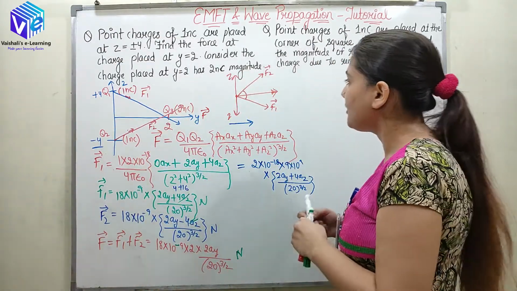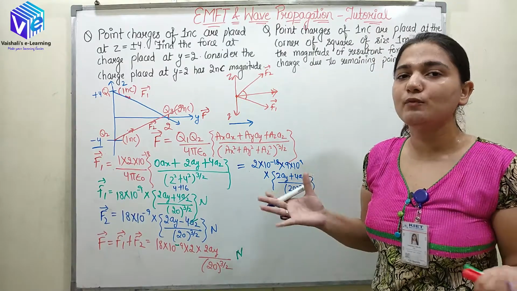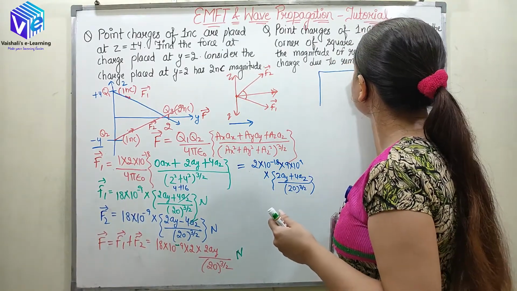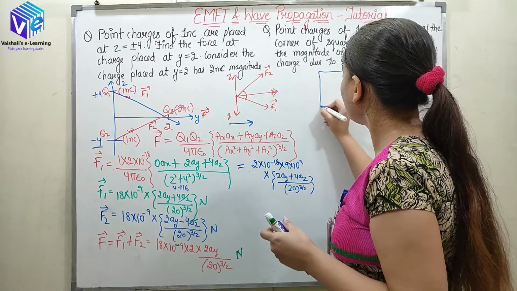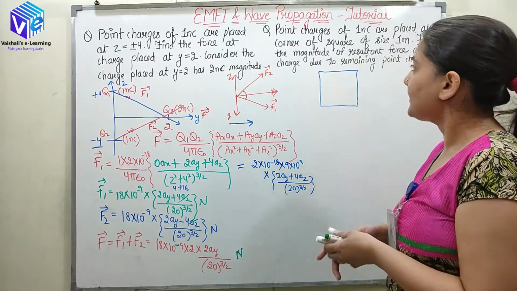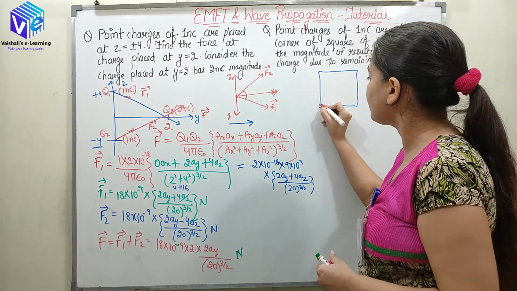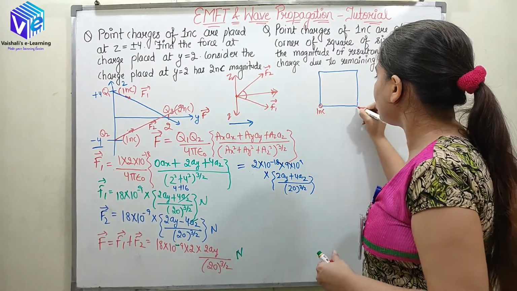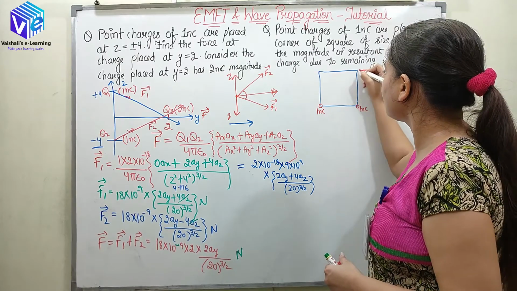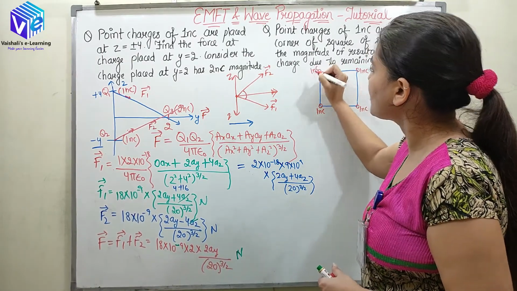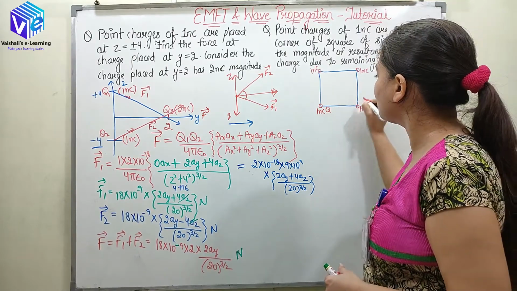Okay, so now again we have to realize what all is given. So I have a square. So this is my square. At the corner of the square, point charges of 1 nanocoulomb are placed. So here we have 1 nanocoulomb charge, 1 nanocoulomb charge, 1 nanocoulomb charge and 1 nanocoulomb charge. So every charge is Q.